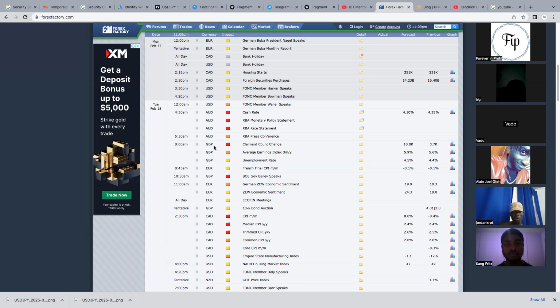Now at 8 a.m. we'll have GBP news, claimant count change, right? That would affect the market as well. We have 3 folders that would affect the market.